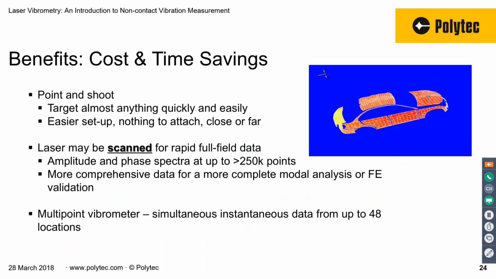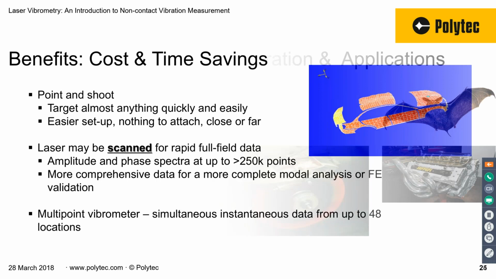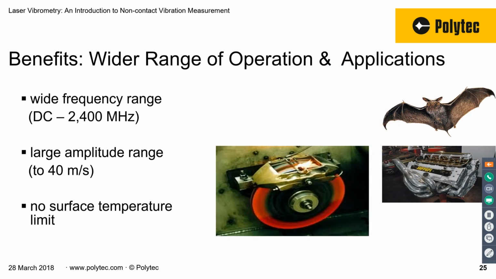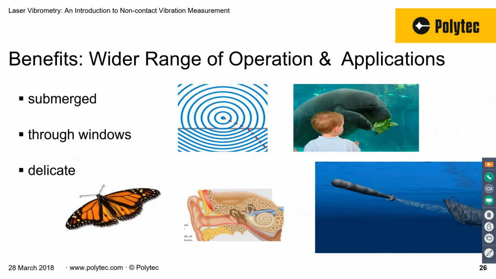The laser can be scanned up to 250,000 points. I'll talk about scanning vibrometry in a couple of slides. We also have a multi-point vibrometer that allows you to measure up to 48 simultaneous points. Again, 2.4 gigahertz is the maximum frequency range, 40 meters per second. It can be used on red hot surfaces.